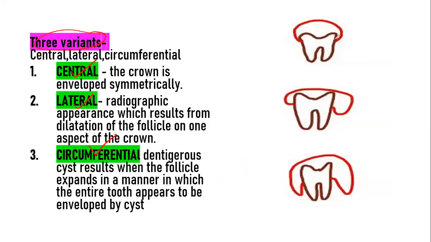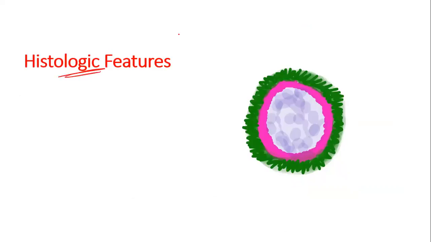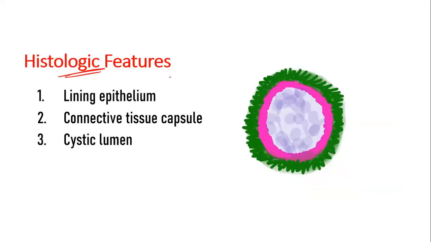The central surrounds the crown symmetrically, the lateral is dilated on one aspect, and the circumferential surrounds the entire tooth, including the root. In this diagram as well, you can identify this is the central variant, this is the lateral, and this is the circumferential. Histologically, we can study it under 3 parts, which are always your lumen, your lining epithelium, and your connective tissue capsule.